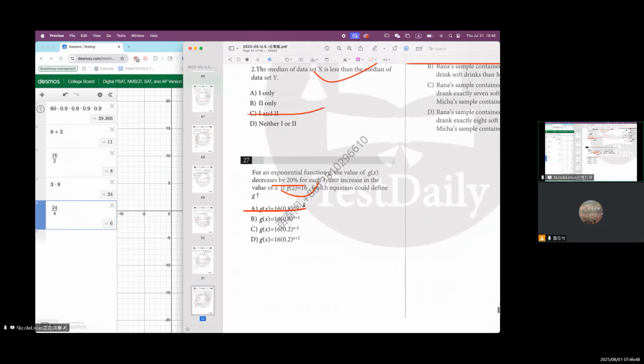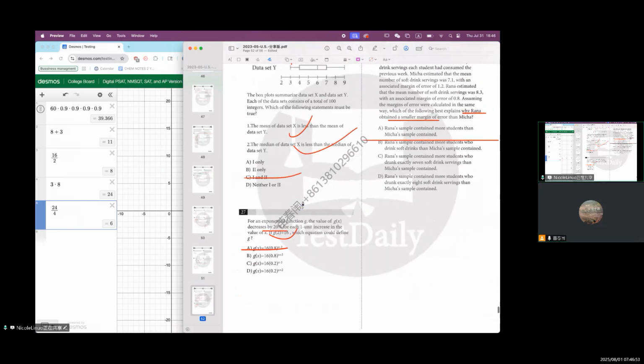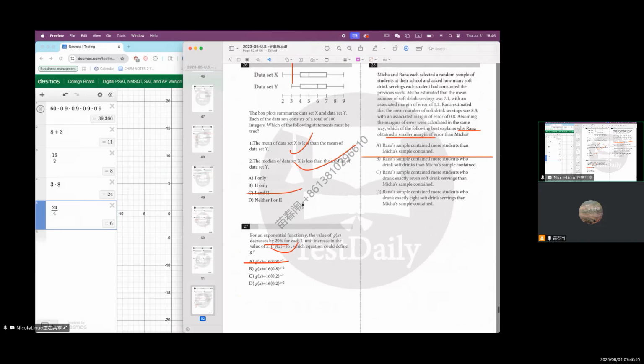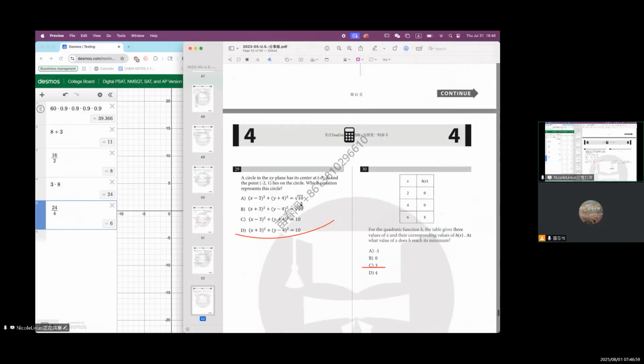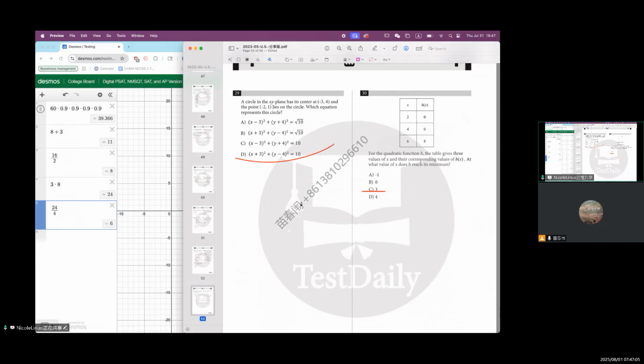27, I put A. 28, I put A. 29, I put D. 30, I put C. 31.